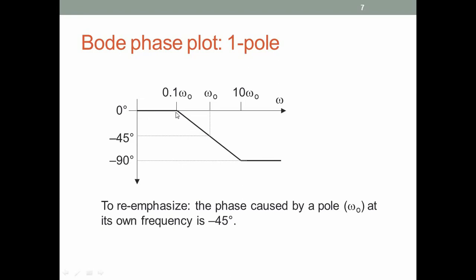And because it's a piecewise linear plot, we are making it straight, although actually the phase here is about minus 6 degrees and the phase here is about minus 84 degrees. Again, emphasized again that at omega equal to omega 0, the phase is minus 45 degrees.